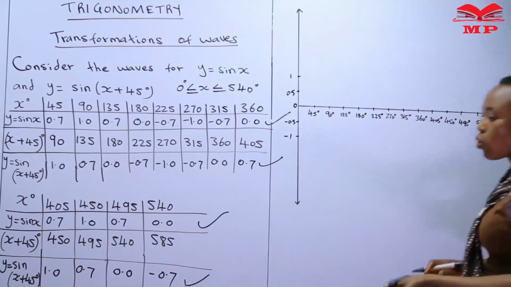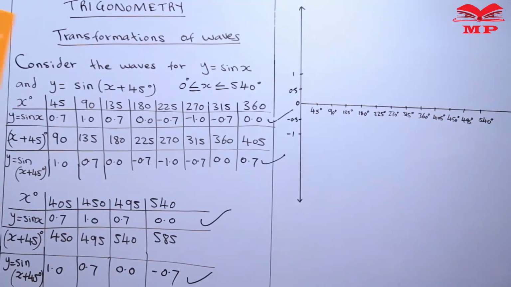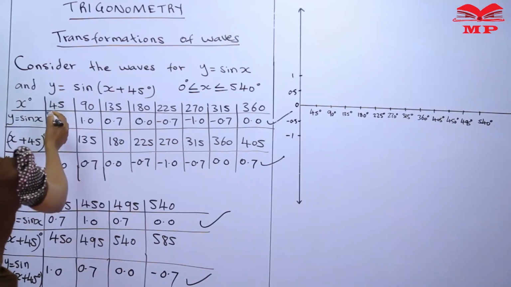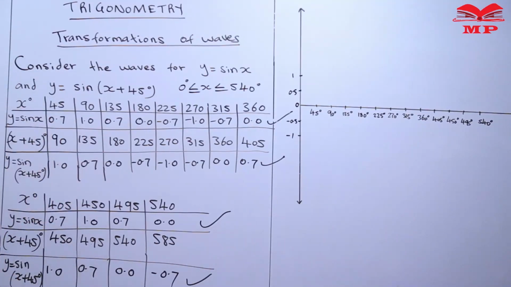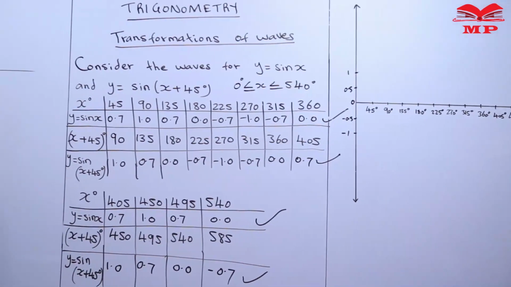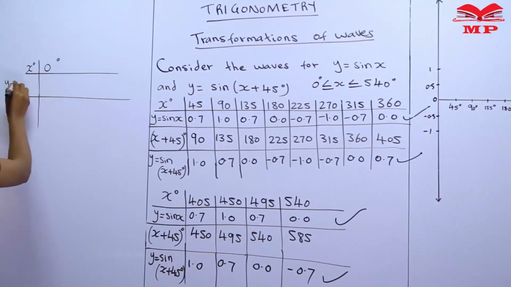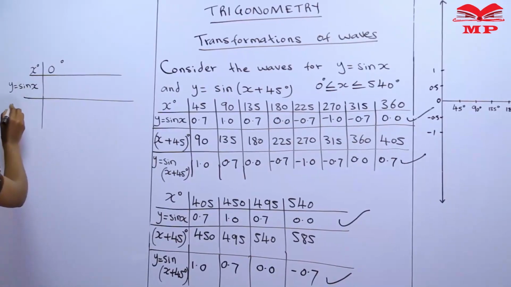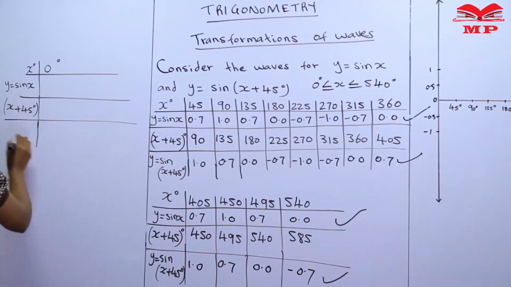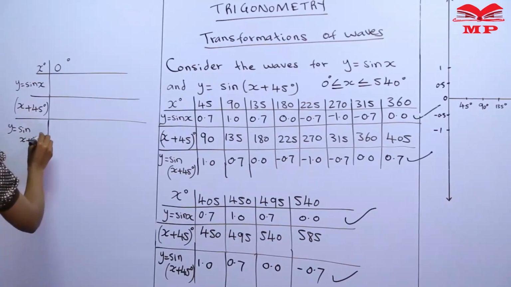Now we need to plot the points. In the first one, we have y is equal to sine x. We needed to start with x at 0 degrees. Then we have y is equal to sine x, then x plus 45 degrees, and finally y is equal to sine of x plus 45 degrees.